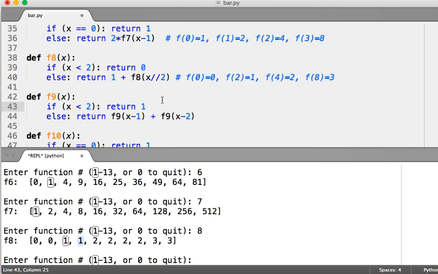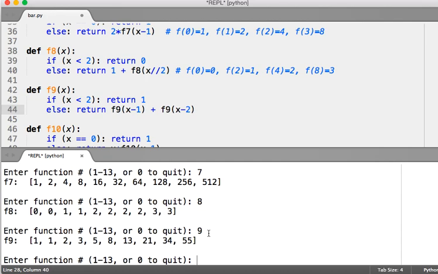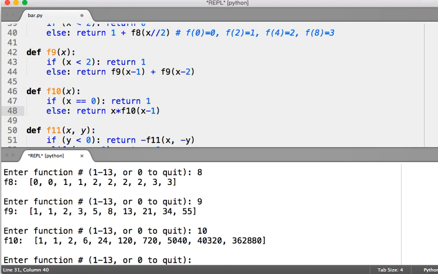All right, so what's going on in this case? Well, f9, what's going on? We're going to do f9 of x minus 1 plus f9 of x minus 2. We've seen this one already. You should totally know what's going to happen when I put 9 here. You get the Fibonacci numbers. Okay, so f10 is x times f10 of x minus 1. We've seen this one before too. What function is x times the same function of x minus 1? That would be factorial. 0 factorial, 1 factorial, 2 factorial, 3 factorial, 4 factorial.